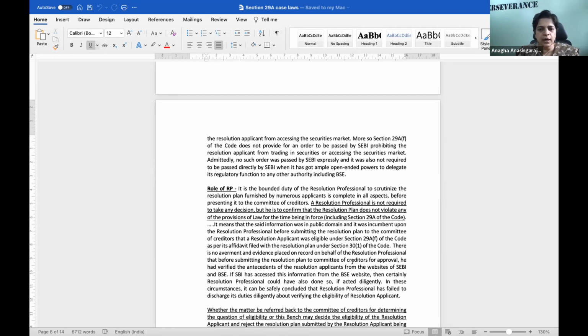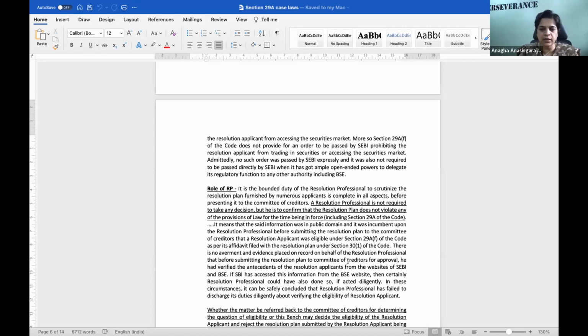and it was incumbent upon the RP, before submitting the plan to the committee, to verify that the resolution applicant was eligible under 29A of the code, as per its affidavit filed along with the plan. There is no averment and evidence placed on record on behalf of the RP that before submitting the plan to the committee of creditors for approval, he has verified the antecedents of the applicants from the websites of the SEBI and BSE. If SBI has accessed this information from the BSE website, then certainly the RP could also have done so if he had acted diligently. In these circumstances, it can be safely concluded that the RP has failed to discharge his duties diligently about verifying the eligibility of the resolution applicant.